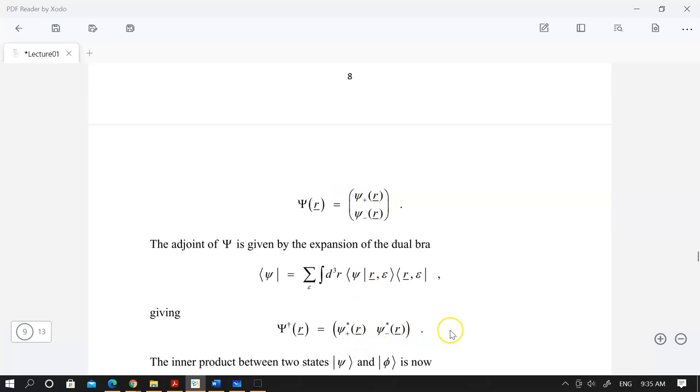Okay? So this is what we call the spinor wave functions. I haven't told you how this can be different from vectors. Okay, that should be the next lecture.